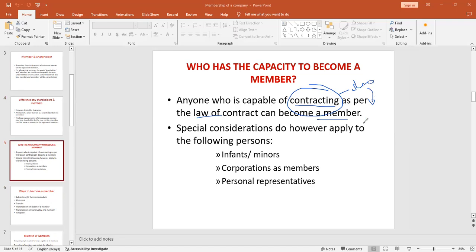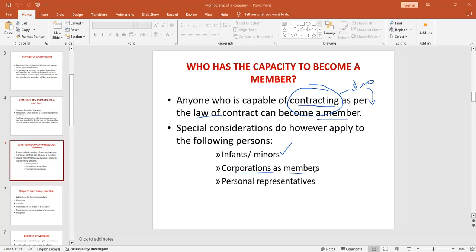Okay, so that's that. In some cases, minors can also become members, unless a company, through the articles of association, puts it in such a way that minors cannot own shares in that company, then that can change the structure of the company. But other than that, usually anybody who's capable of contracting can become a member, because in some cases, minors can own shares.